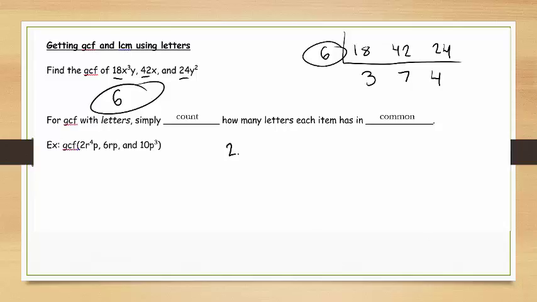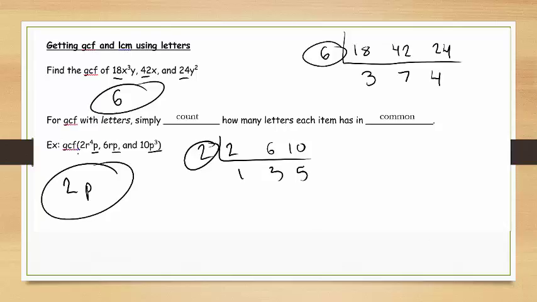If you look at 2, 6, and 10, obviously the GCF is going to be 2. So you're going to write 2, and then we're going to see how many r's they have in common. So we have 4, 1, and none, so we can't write r. 1p, 1p, and 3p's. So they all have at least 1p. That's what they have in common. That's what I put in my answer. Done.